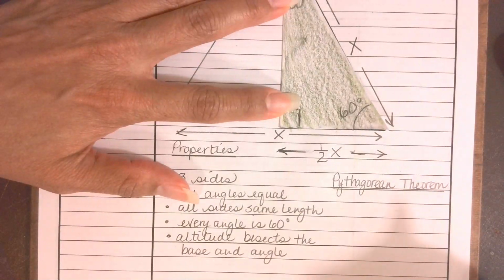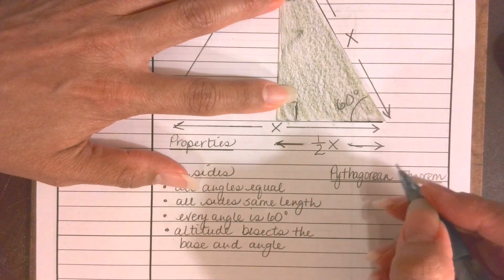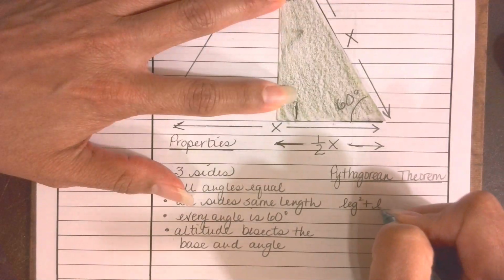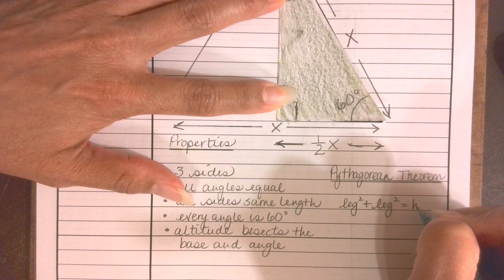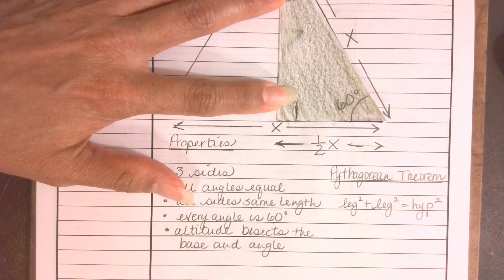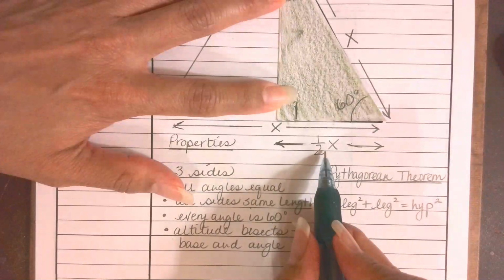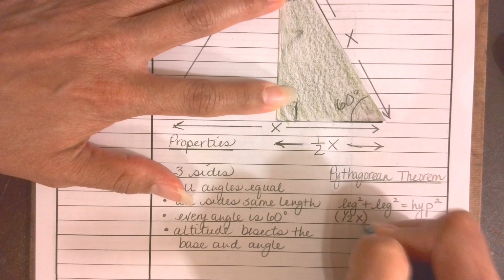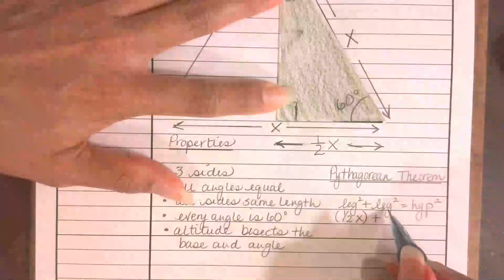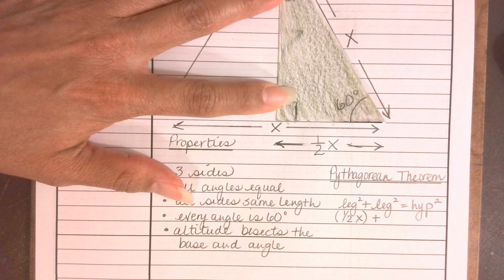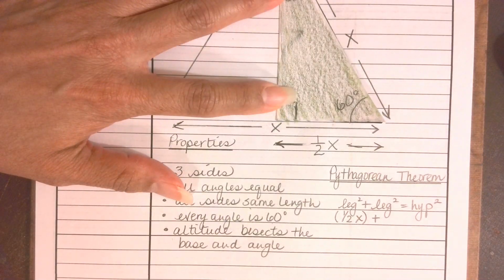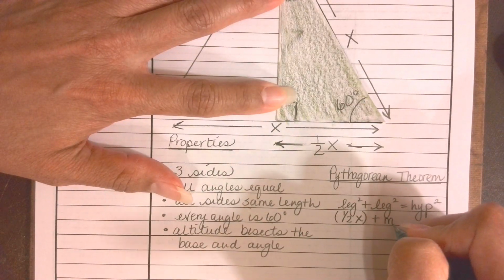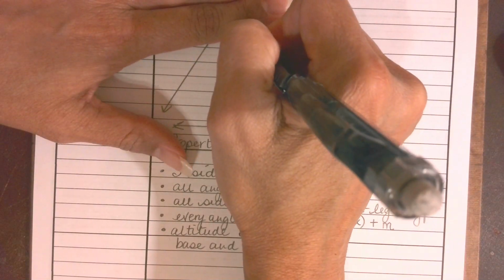So leg squared plus leg squared equals hypotenuse squared again. All right, so leg squared plus leg squared equals hypotenuse squared. We know one of the lengths of our legs is half of x, so I'm going to put that here, 1 over 2 x plus. I don't know what this leg is, so what letter should we use? Let's not use L. Let's use M for measurement. So we're going to call this M for now. Okay.